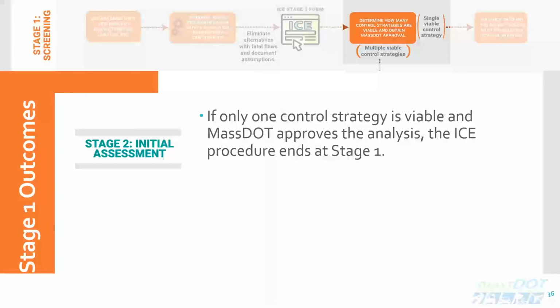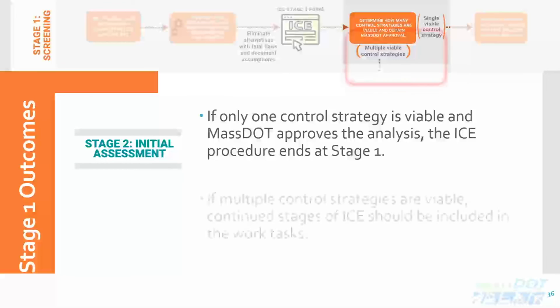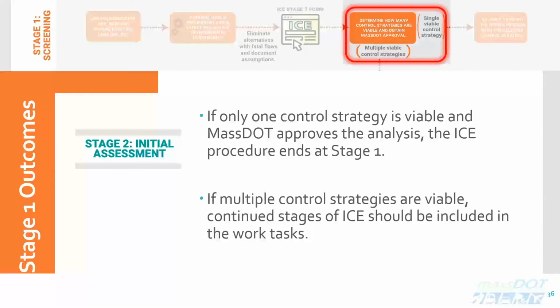If the Stage 1 analysis results in only one viable control strategy and MassDOT approves the analysis, the ICE procedure is complete. If Stage 1 results in multiple viable control strategies, Stage 2 is required. The project designer should scope these additional activities and the project development work tasks. Module 3 of this training series provides a detailed Stage 2 process description. ICE should be included in the work tasks.